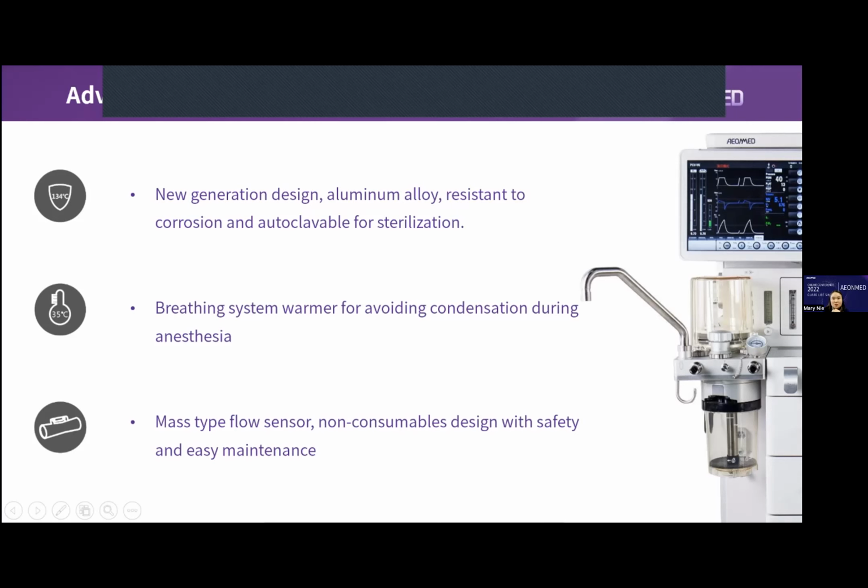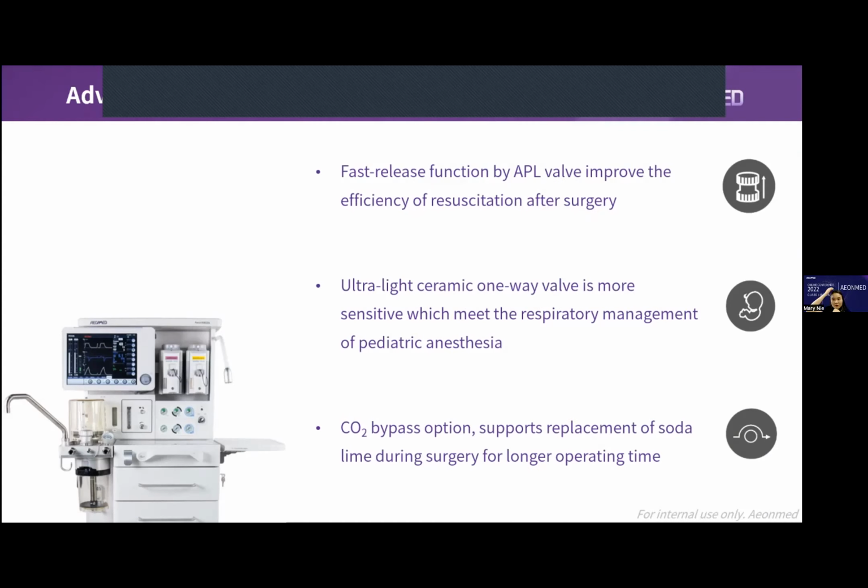Next goes to the fast release function of the APL valve. That helps us because during induction and resuscitation, we just squeeze back and forth, right? And here we don't have to tilt it and pull it up, put it up and release all of the pressure there. And the ceramic one-way valve is ultralight, which means it's ultra sensitive to extremely light breaths, especially for our pediatric patients.